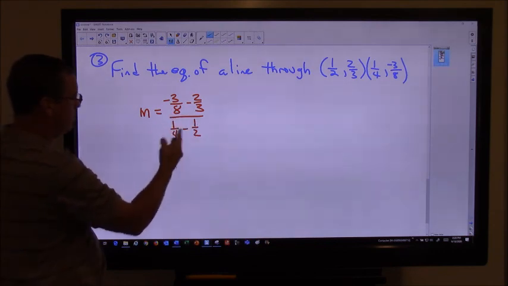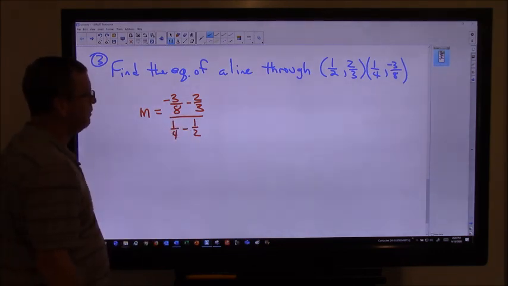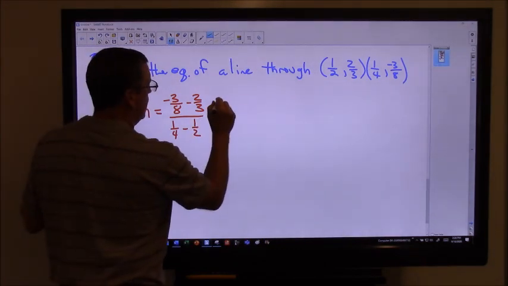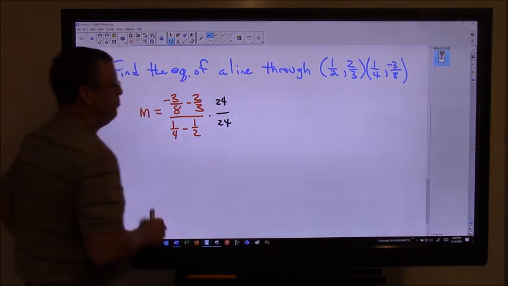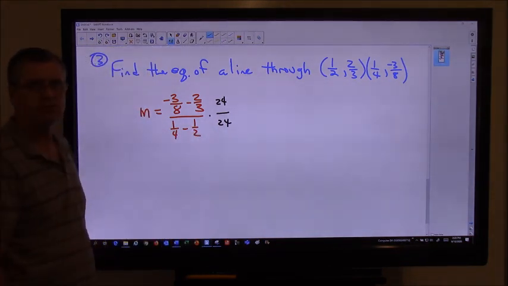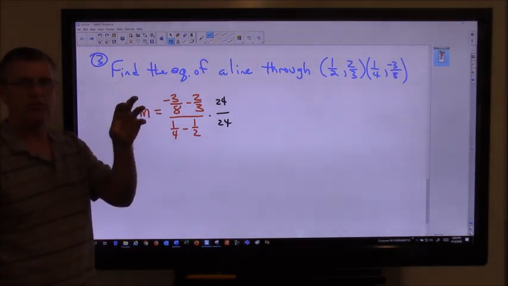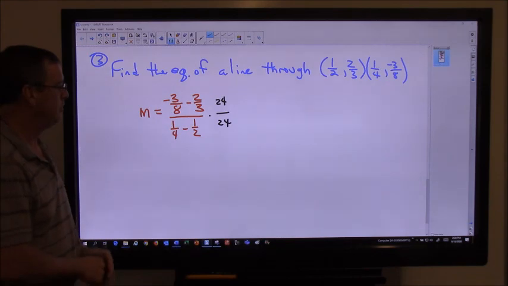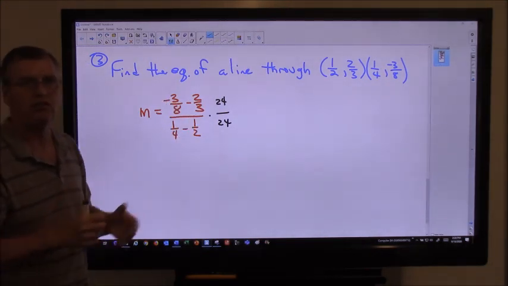Remember, when you multiply top and bottom by, what is the common denominator here? These all divide into 24, right? I believe so. Everything goes into 24. So if I multiply this by 24 over 24, I'm really just multiplying by a fraction that's equal to 1. So I'm not really changing the value. We've learned this a long time ago. A number times 1 equals itself.